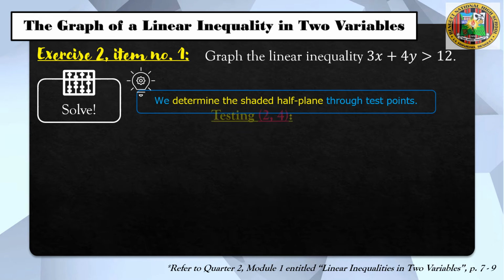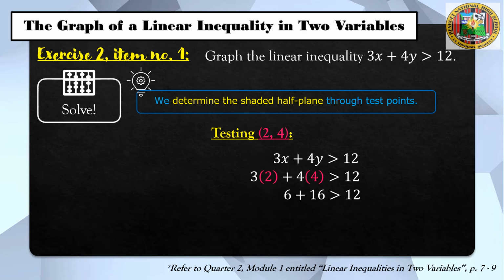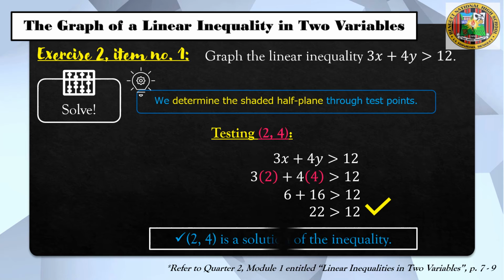Let us test (2, 4). We begin by writing the given inequality. Then, we substitute 2 and 4 for x and y in the inequality. Simplifying the expression, we multiply 3 and 2 to get 6, and 4 and 4 to get 16. We add these two products to compare with 12. As a result, we check if 22 is greater than 12. We know that this statement is true. Therefore, we conclude that (2, 4) is a solution of the inequality.